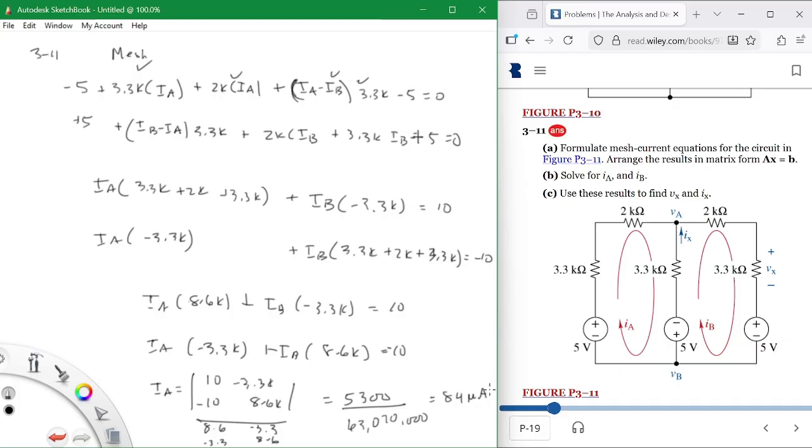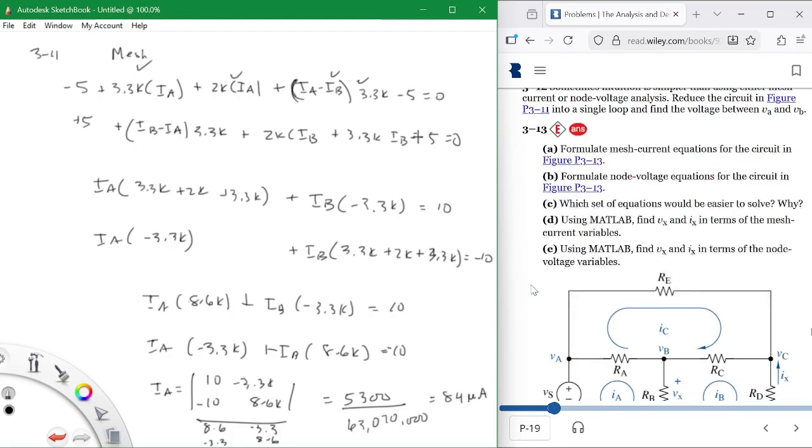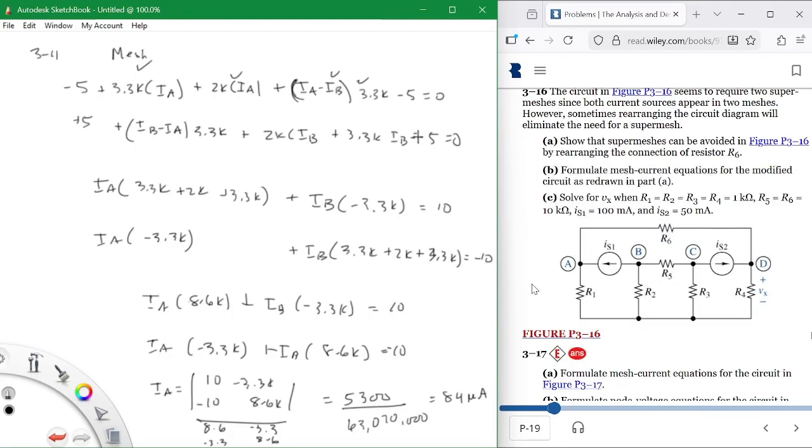Mesh analysis is a lot easier. Any questions about mesh analysis? Straightforward, loop, loop, done. Okay, that's 11. Let's go down to 20.